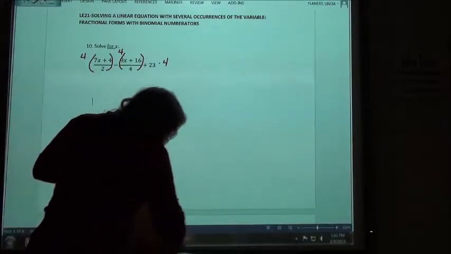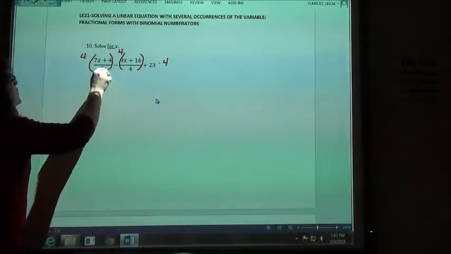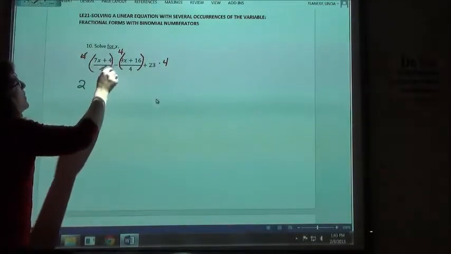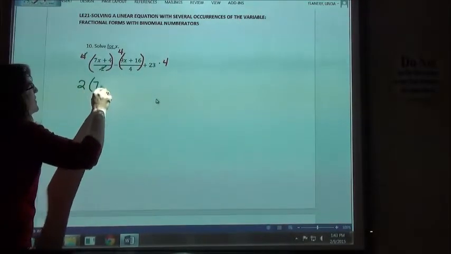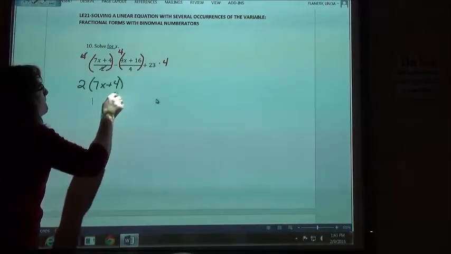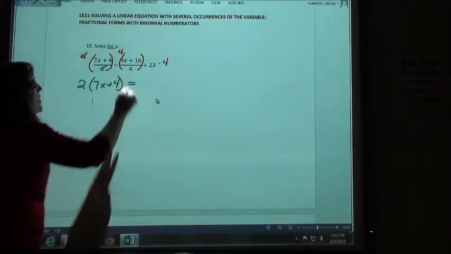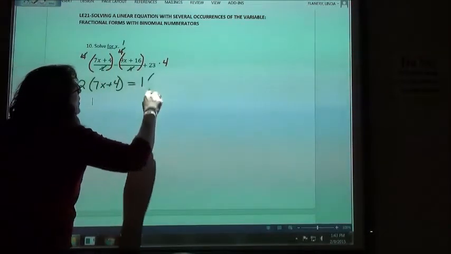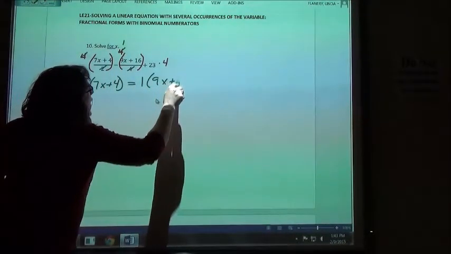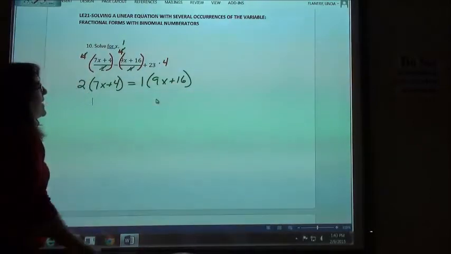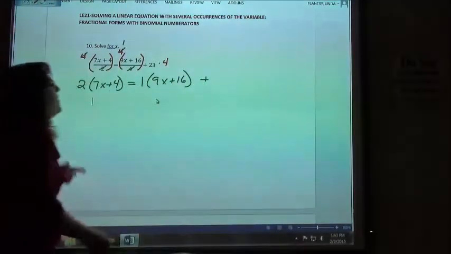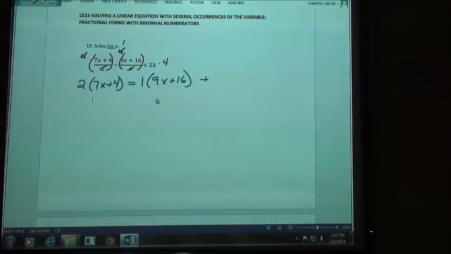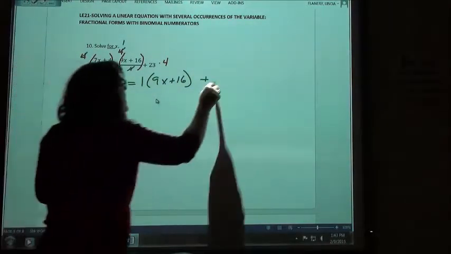What I'm going to do is I'm going to cancel. 2 goes into 4 2 times, and I'm going to multiply it by the top of that fraction, the 7x plus 4, equals, here, 4 goes into 4 1 time, so technically I'm taking 1 times the top of that fraction, 9x plus 16. Plus, on the end, I have to take the 23 times the 4, since there's not a fraction, I can't do any canceling, and I'm going to get 92 there.